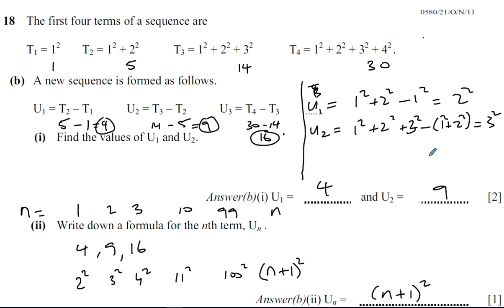So the first term is 2 squared, the second term is 3 squared, the third term is going to be 4 squared, the fourth term is going to be 5 squared, so the nth term is going to be 1 more than n, and then squared. So that's another way of doing it without actually calculating the values directly. You can do it by just looking at the pattern as they are square numbers. Okay, so now I'm going to do, in a few minutes, part C, which is what most of you were actually waiting for.